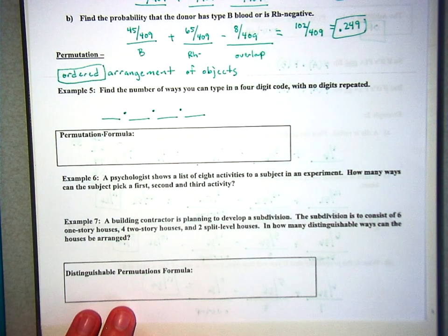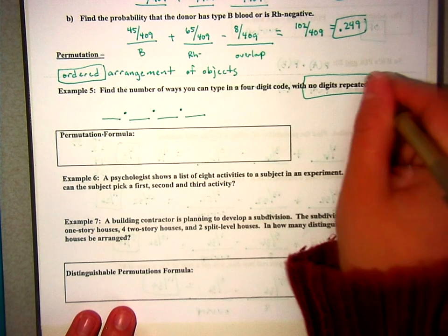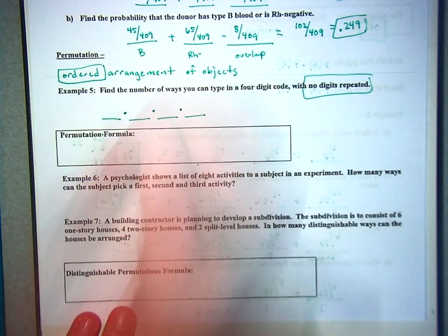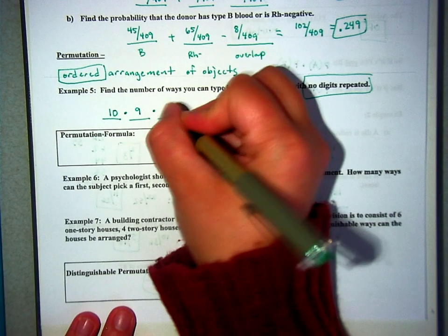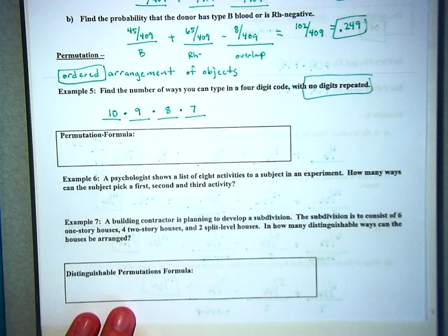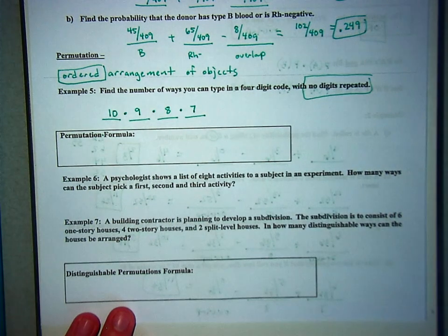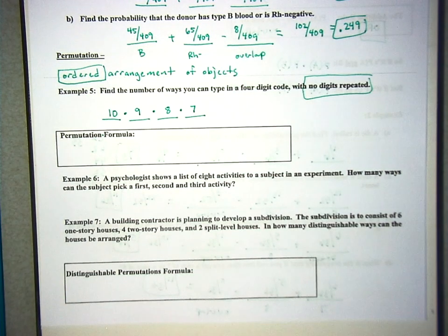How many choices are there? It says no digits repeated. How many choices are there for the first number? 10? And then 9, 8, 7. Okay, so we're going to use something in your calculator. Everybody type in 10 times 9 times 8 times 7.